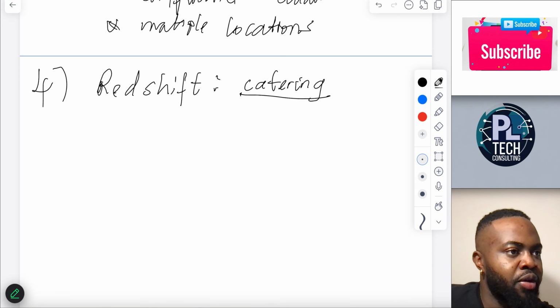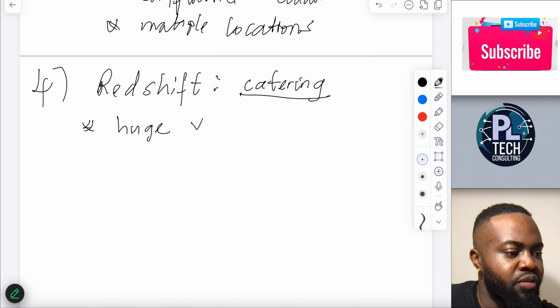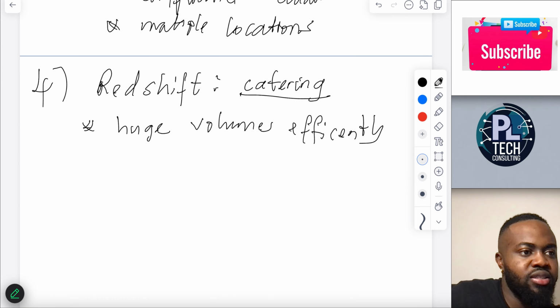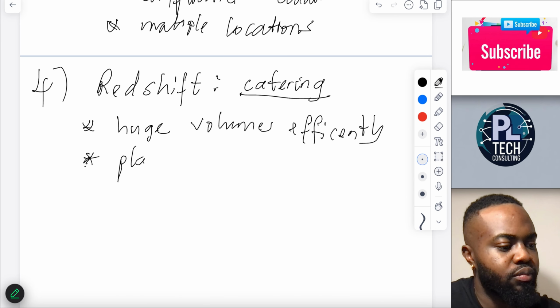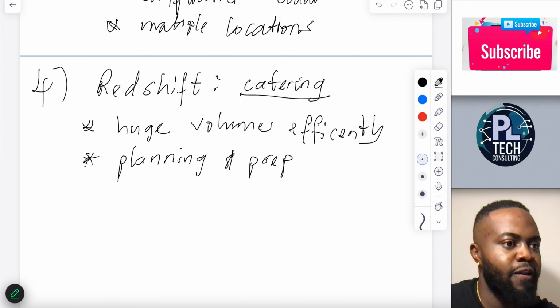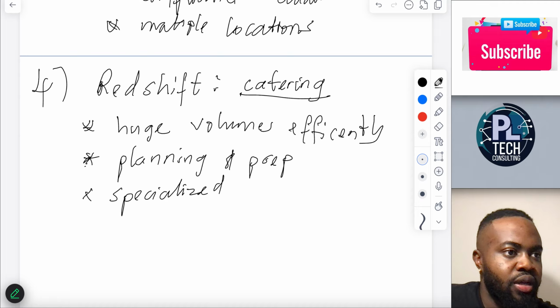When you think of catering, what do you think about, right? It's like very huge. They handle very huge volumes efficiently, right? Because if you're ordering catering, you want them to take care of like a wedding, things like that. You have to plan and prepare in advance. A lot of planning and preparation, right? Specialized equipment, very specialized, you know. And yeah, that's what catering would entail.